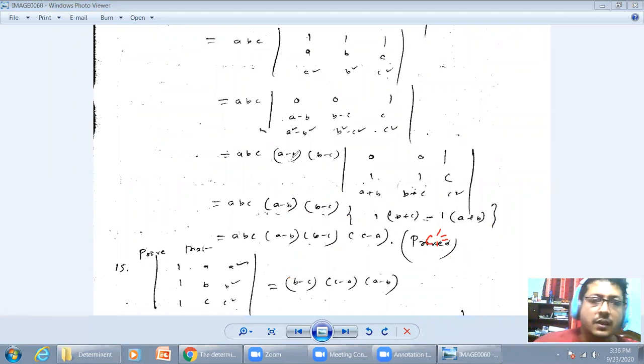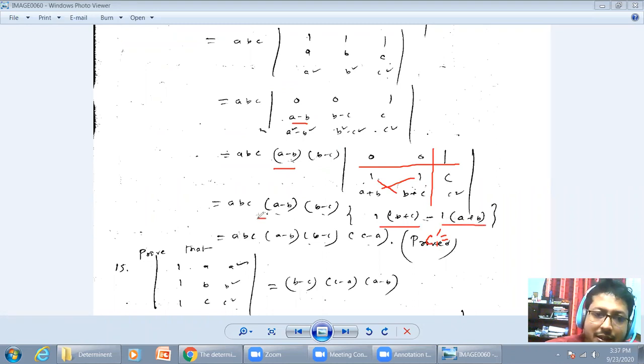Now we can take common A minus B from this: A minus B, A square minus B square. That means you can write A plus B and A plus B into A minus B. We can take common A minus B from the first column and B minus C from the second column. And we get here 0, 1, A plus B, 0, 1, B plus C, 1, C, C square. Now we take this one and we multiply this part, and 1 into B plus C minus 1 into A plus B, and this is the common part.